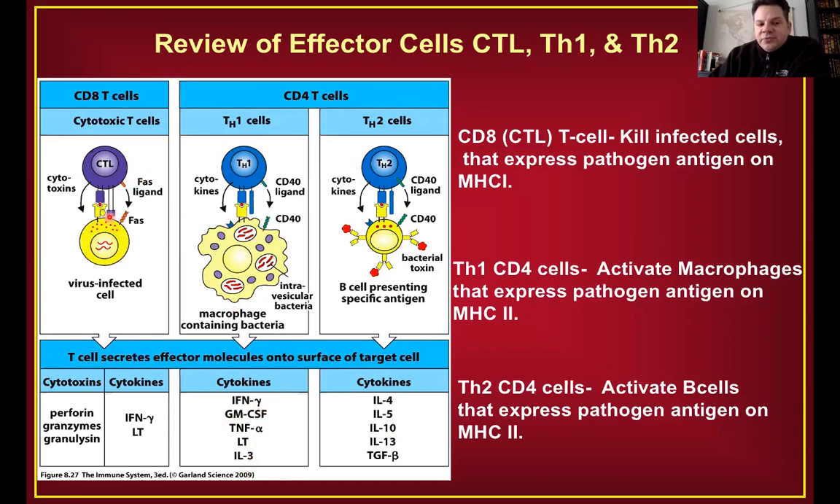This is a little bit different. We'll talk about what this is, but this is actually an ARM T cell, and I'll show you what that means in a little bit. These ARM T cells will kill virally infected cells. Th1 cells will activate macrophages that express pathogen on MHC class 2. And Th2 cells, CD4 cells, will activate B cells that express antigen on MHC class 2.